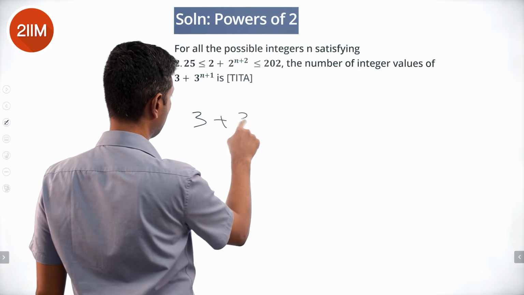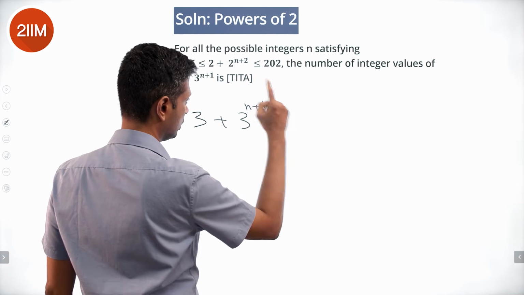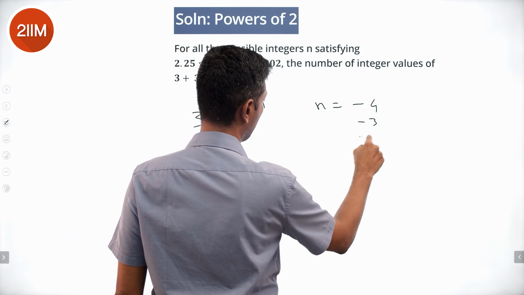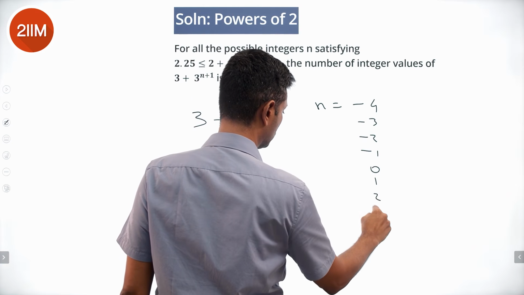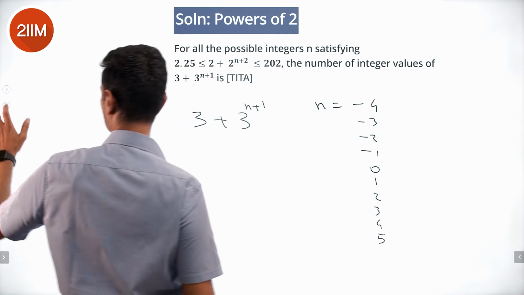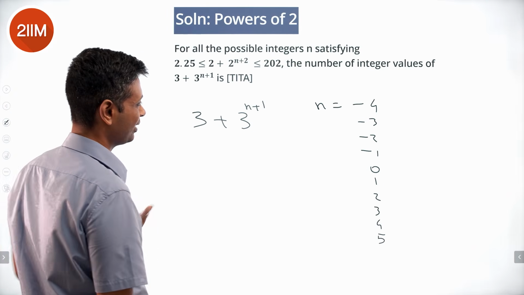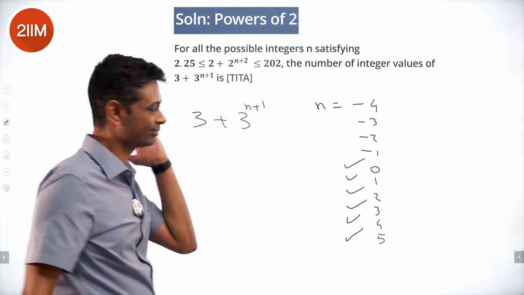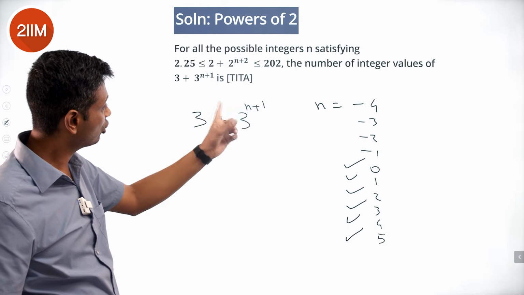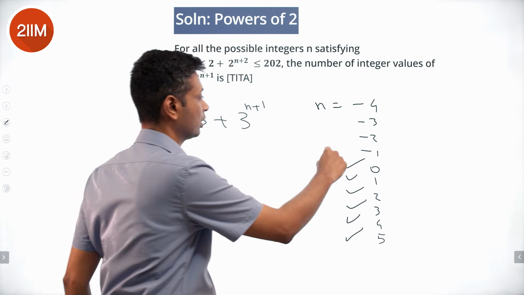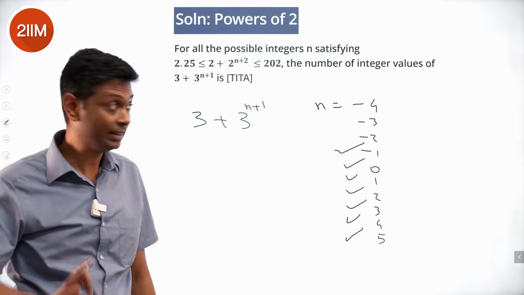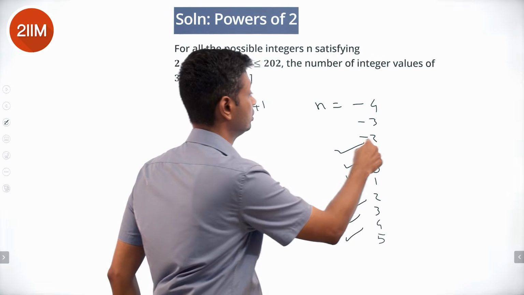Now let's look at this: 3 plus 3 power n plus 1. n going from minus 4, minus 3, minus 2, minus 1, 0, 1, 2, 3, 4, 5. You can go till 5. Obviously this will work, and this, and this, and this. 3 power minus 1 plus 1 is 3 power 0, that will also work. Minus 2 plus 1 is minus 1, so 3 power minus 1 is 1 by 3. That will not be an integer. These won't work.